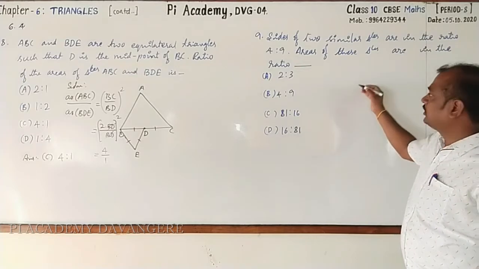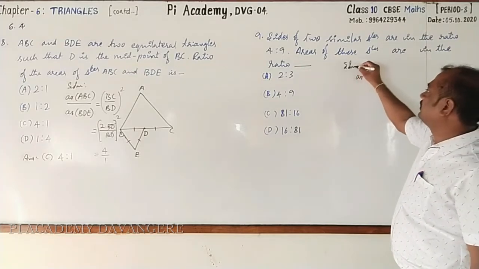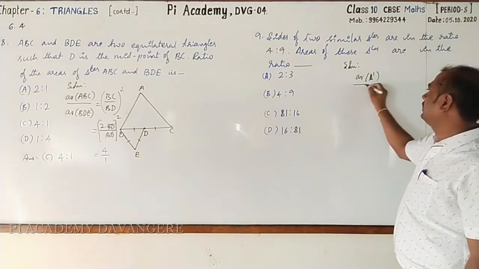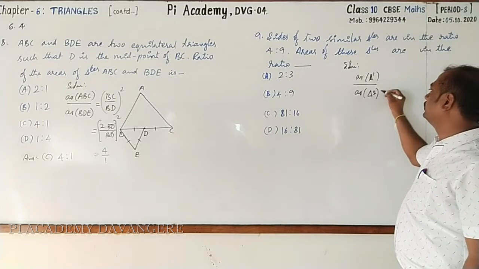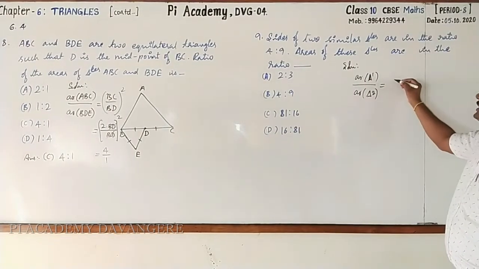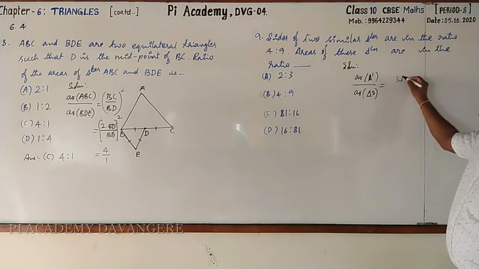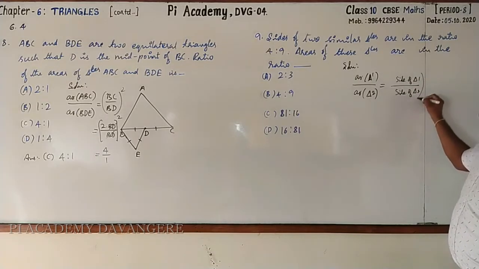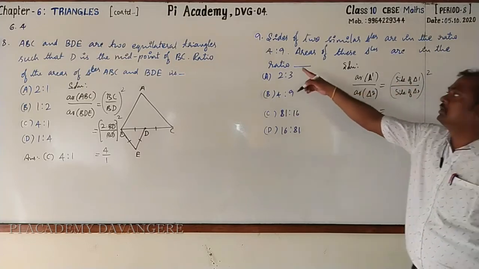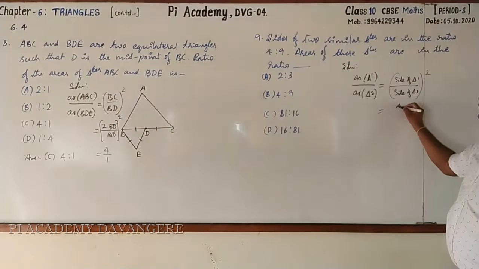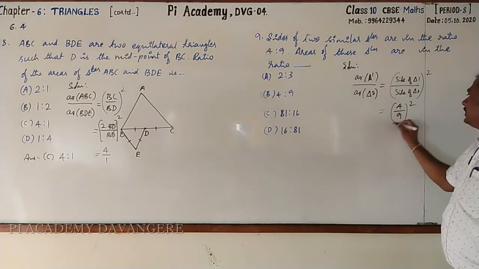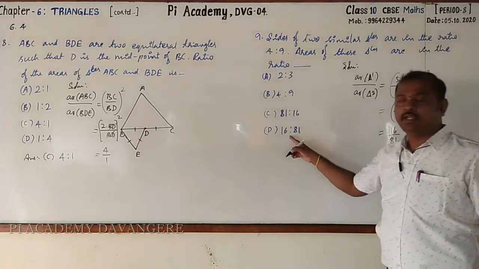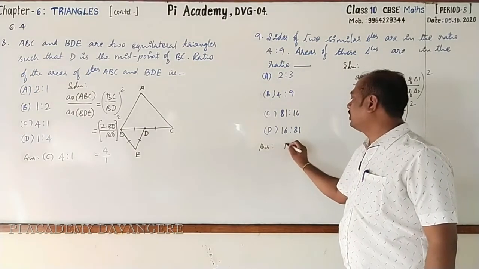Did you understand? Okay, look here, just a rough calculation I am showing. Area of triangle 1 by area of triangle 2 is equal to the side of triangle 1 by side of triangle 2 whole square. What is the side of the first triangle? It is 4. Second triangle 9, whole square. This is 16 by 9 square is 81. 16:81. Answer is option D.